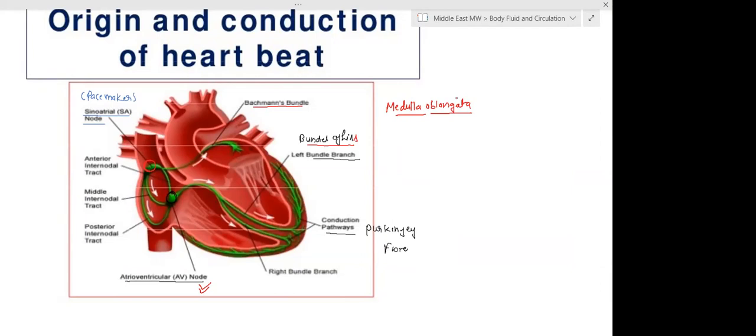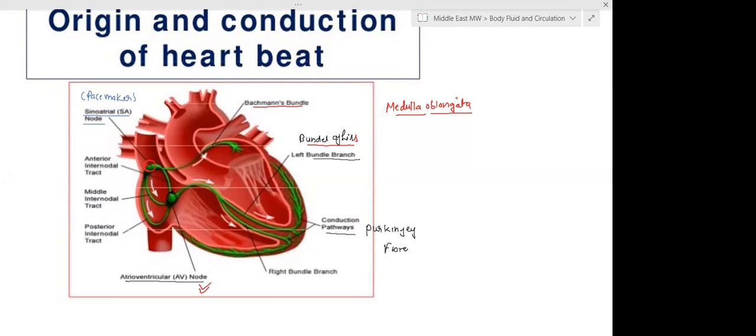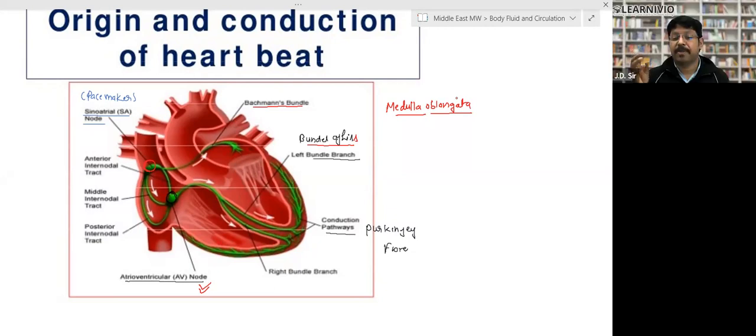The charge created by the SA node creates contraction. In the atrium it creates contraction, and then in the ventricle it contracts the ventricle. The ventricle gets the pressure. When the ventricle presses, the blood goes outside.